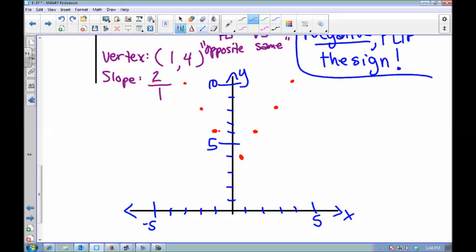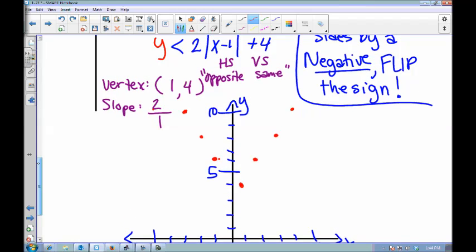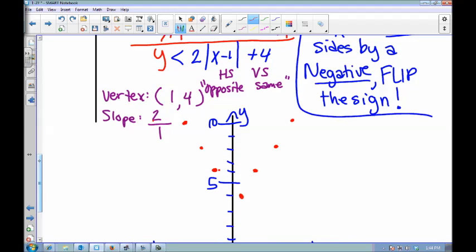Up 2, left 1. Now before you draw a V through these, please show me, should this be solid or dashed? I don't want to hear it. I want to see it. Solid or dashed? Looking at the inequality sign, solid or dashed? Thanks for showing me.